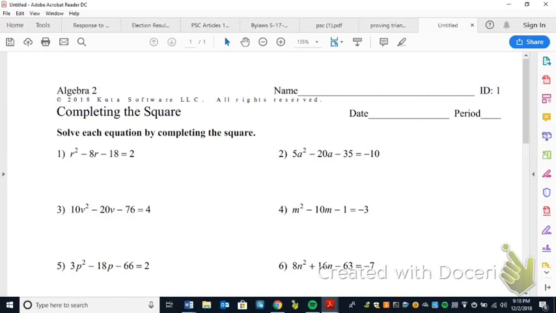So, in completing the square, you should have your steps right there with you. Write the equation ax squared plus bx plus c equals 0. Divide by a, and so on and so forth. So that's what we're going to do.